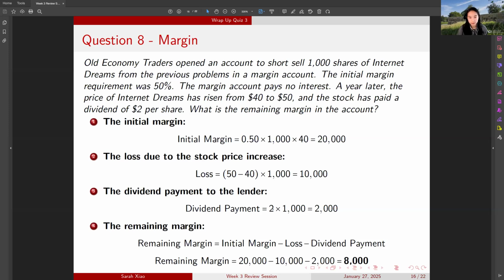All right, question 8, which is also asking about the concept of margin. Now we have some additional information.